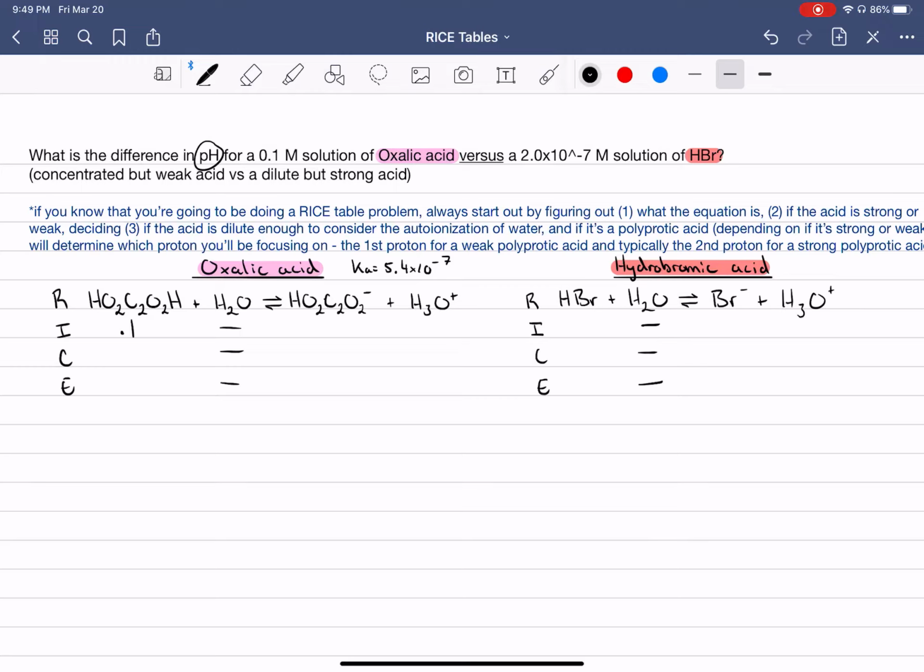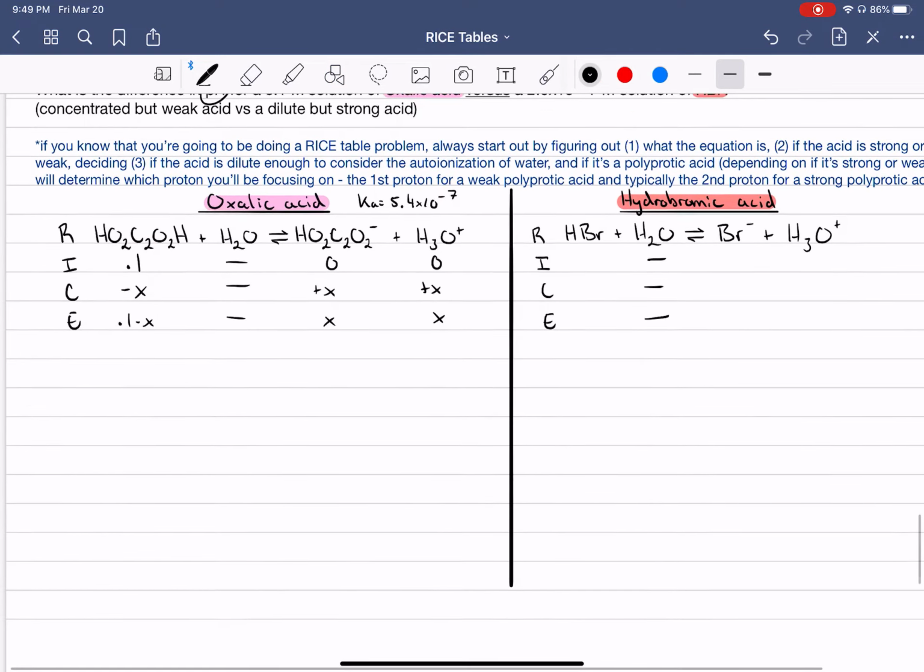Alright. Because this is a weak yet somewhat concentrated acid, this is really going to be solved just like any other simple RICE table problem that we've done thus far. We're going to start out with 0 of the conjugate base and 0 of the hydronium ion concentration. We're going to lose X and gain X. At equilibrium we get 0.1 minus X, and X for both the conjugate base and the hydronium ion concentration. Now let me write a dividing line right here. Sorry if that bugs you if it's kind of slanted.